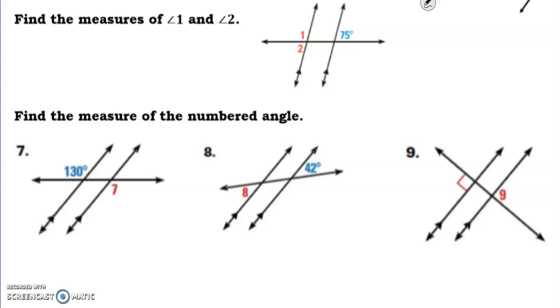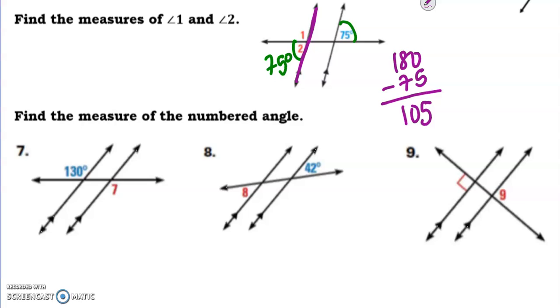So this example says find the measure of angle 1 and angle 2. Well, 75 degrees is an alternate exterior angle with angle 2. So we also know that the measure of angle 2 is 75 degrees. Now, we don't know anything about the relationship between the 75 degree angle and angle 1, but we do know that angle 1 and angle 2 form a straight line, which means that angle 1 plus angle 2 is 180 degrees. So if I take 180 and subtract 75, we're left with 105 degrees for the measure of angle 1.